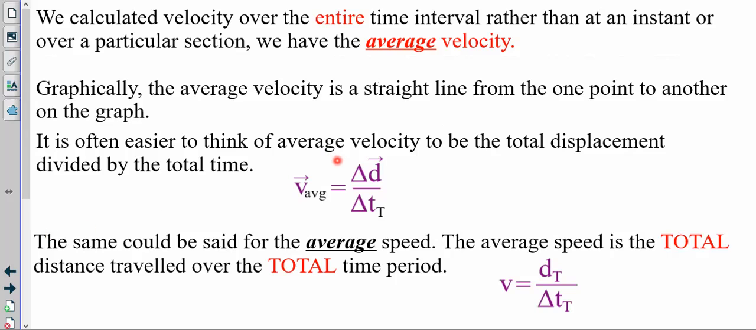So average velocity is very similar to your average speed equation, which you saw in a previous video. That's just your total distance divided by your total time. Your average velocity is your overall displacement divided by your total time. Or it could just be the displacement between 2 points on a graph divided by the time interval in between them. And I'll give you an example of those in the next little graph.